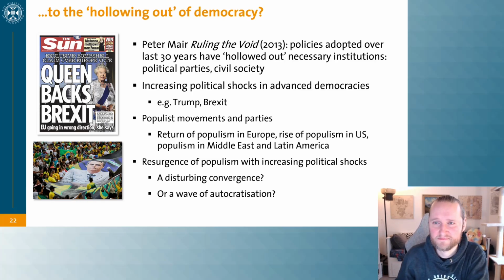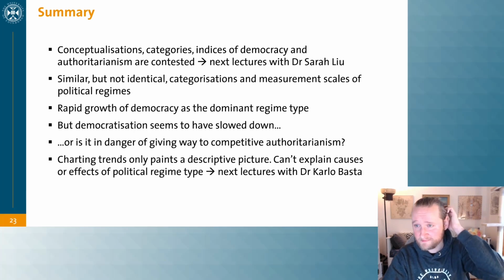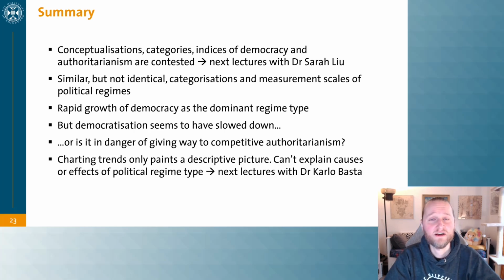of democracies? Now, a quick summary. So we have learned that there's a number of different ways to conceptualize and categorize and measure political regimes between democracy and authoritarianism, and that there's a number of different classifications and definitions we could use. So these are contested. There's not one true, accepted by all people definition of democracy, for example, or of autocracy. And about how to measure these things, how to place countries on a spectrum, that will be what the next two lectures with Dr. Sarah Liu are going to be about.